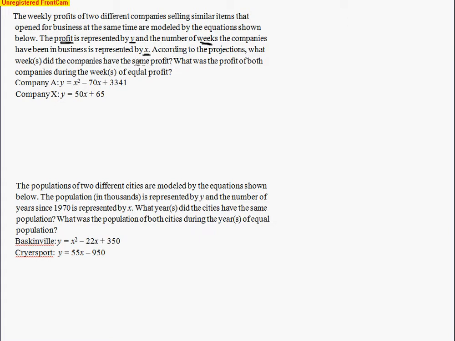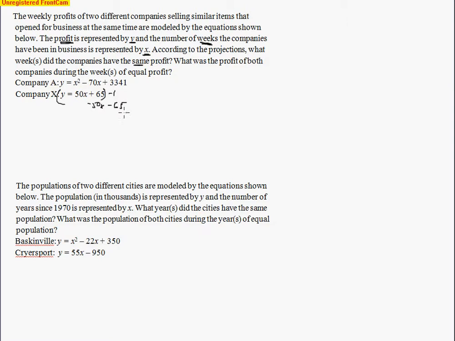Okay, same profit. That means we want to solve for what points are the same for the two, and what was the profit for both companies during those weeks of equal profit. Alright, so you pick your method of solving. I'm going to use elimination with this one. I'm going to go ahead and multiply by negative 1. Just switches the signs. So negative 5x minus 65.